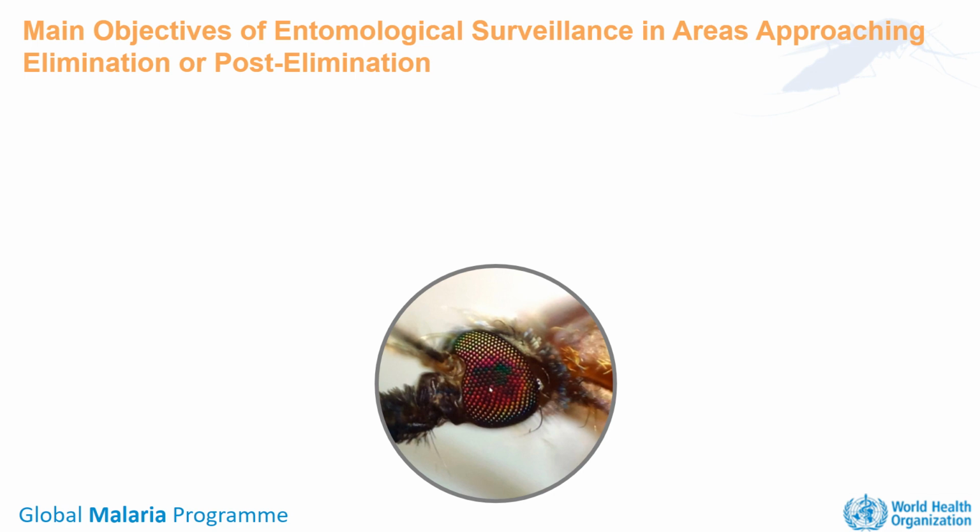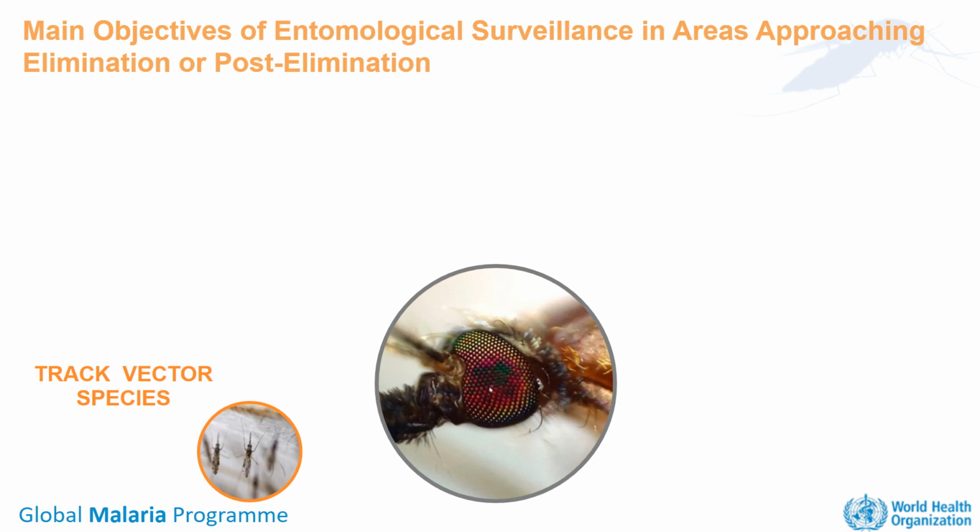In the context of malaria elimination, the following are the main objectives of entomological surveillance. First, entomological surveillance is needed to track the composition and density of malaria vector species over time and space. Knowing the seasonality of transmission permits optimal timing of interventions. The composition of vectors is needed to know the species for which insecticide resistance data should be collected.